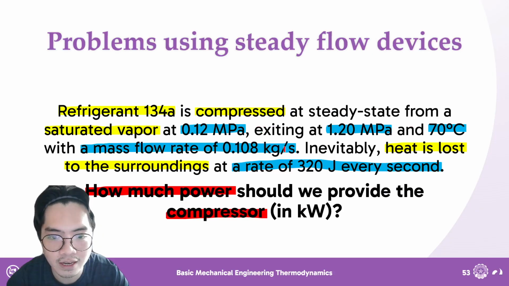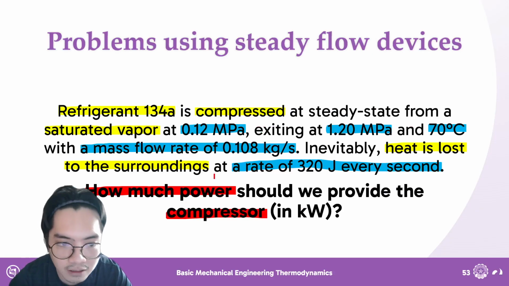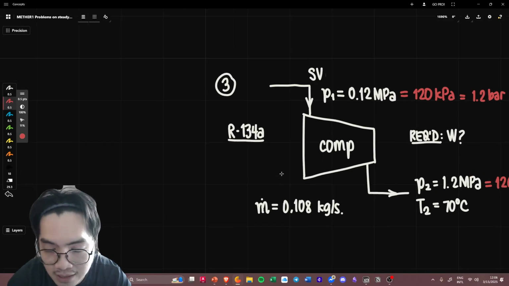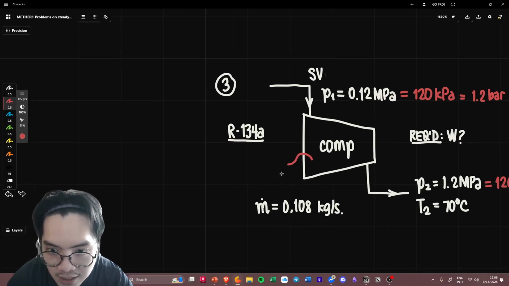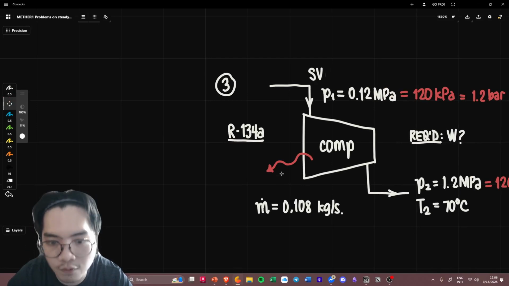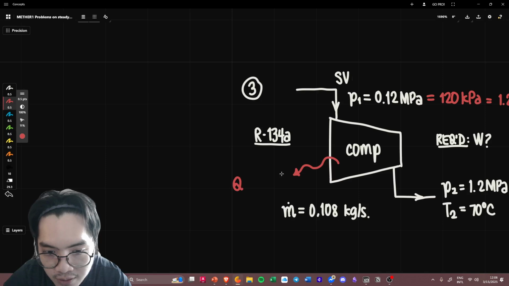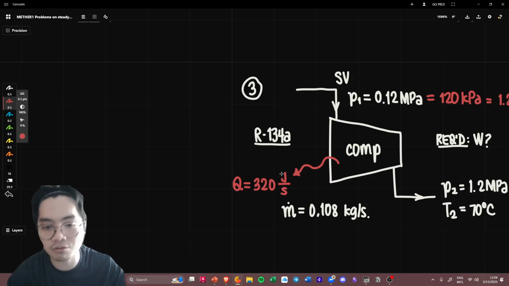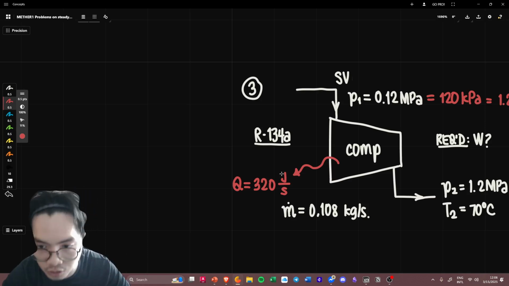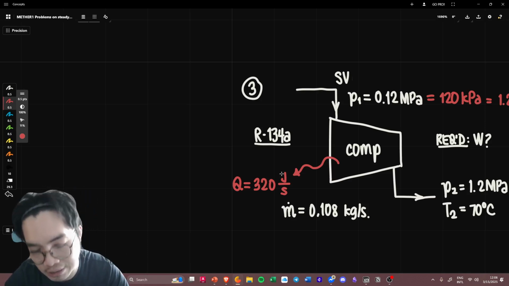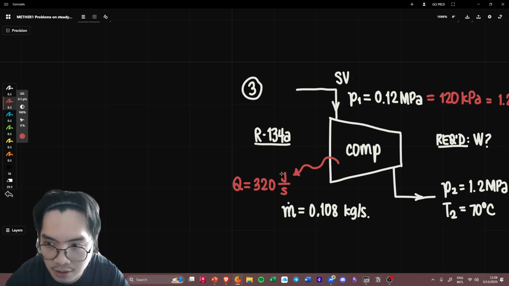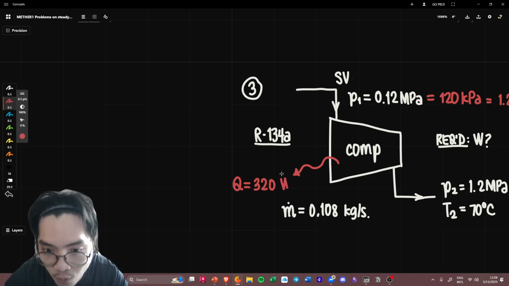Also, there is heat being lost to the surroundings at a rate of 320 joules per second. So what is that exactly, right? It's heat being lost. Therefore, it's negative. So your Q here is negative 320 joules per second, right? Every second, 320 joules is being lost to the environment through waste heat. And if you remember, a joule per second is just a watt.